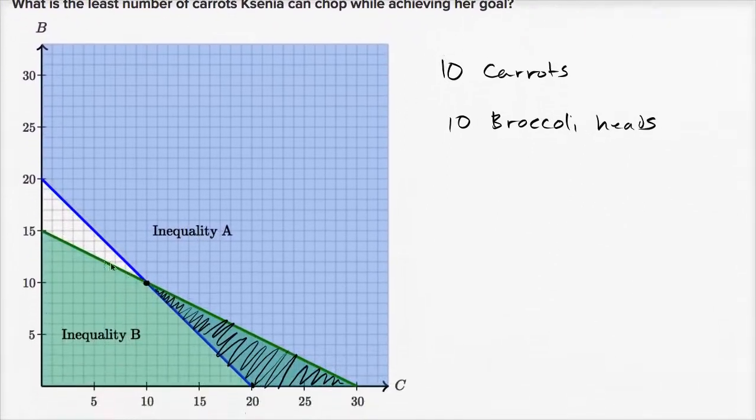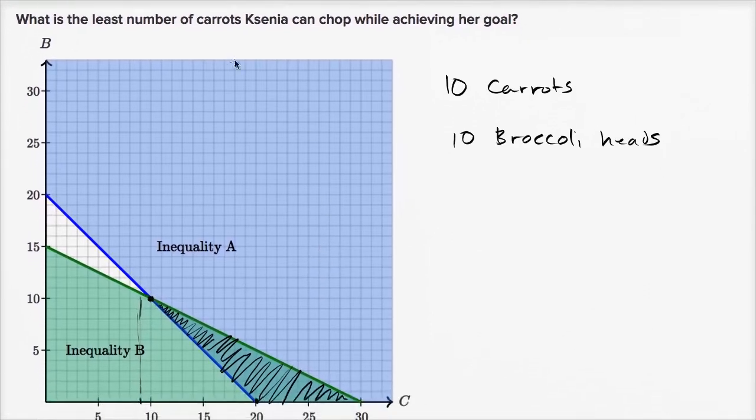If you wanted to somehow figure out less than 10 carrots, in any of those scenarios, there's no overlap. If you said, oh, is there any way to do 9 carrots? If you look over here, there's no overlap at C equals 9 between the two solution sets. So the minimum right over here is actually the point of intersection of these two lines, 10 carrots, 10 broccoli heads. That's the combination that has her chopping the minimum number of carrots while achieving, frankly, both of her goals, being under time and chopping at least 20 vegetables.